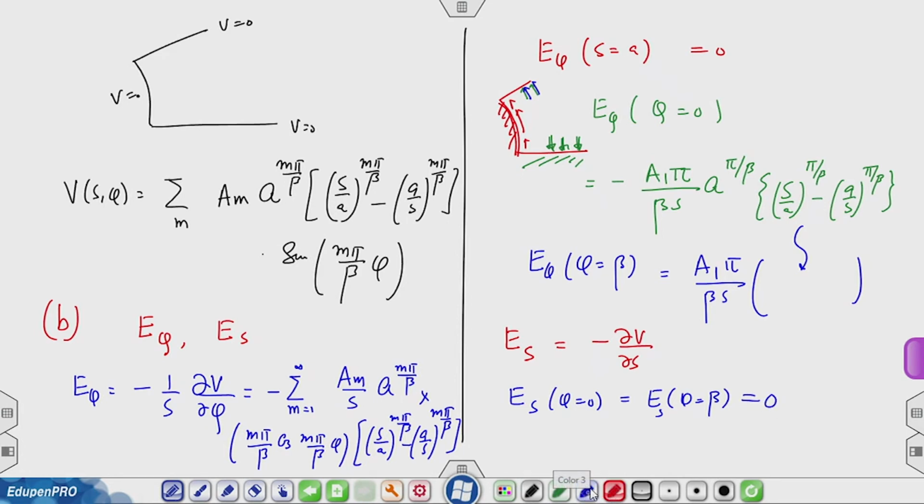Naturally so, because along these planes there cannot be any E s parallel to these constant potential surfaces. Only place where E s is non-zero is at s equals a, and that comes out to be minus 2 a 1 pi over beta a raised to pi over beta minus 1 sine of pi over beta phi, keeping the lowest term, and these are your answers. Then part C.